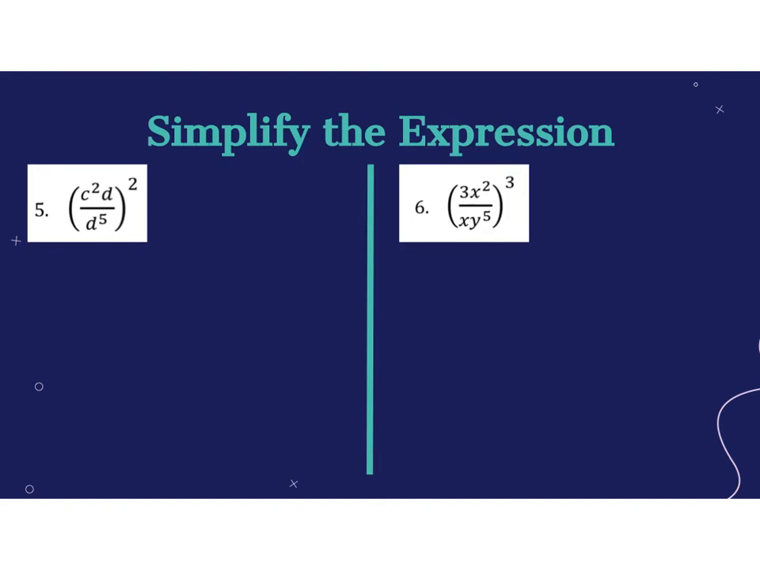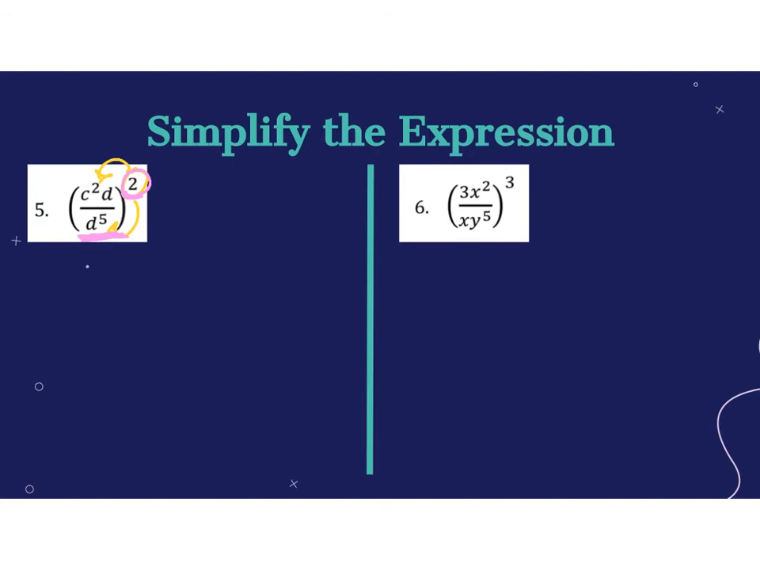Let's take a look at number 5. Okay, so in number 5, now I have a whole fraction that's being raised to the 2nd power. This power out here is applying to everything inside. Okay, that means it's everything in the numerator and everything in the denominator. Another way you can think about this is kind of how we thought about it in lesson 2. You can take this entire set of parentheses and multiply it by itself 2 times.